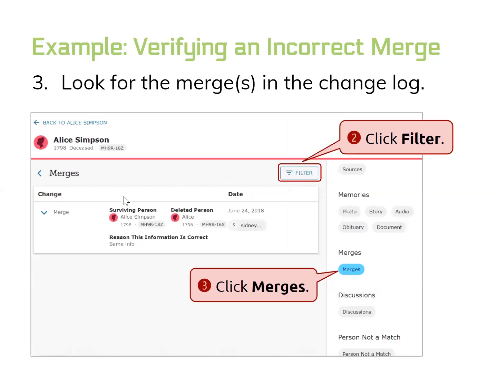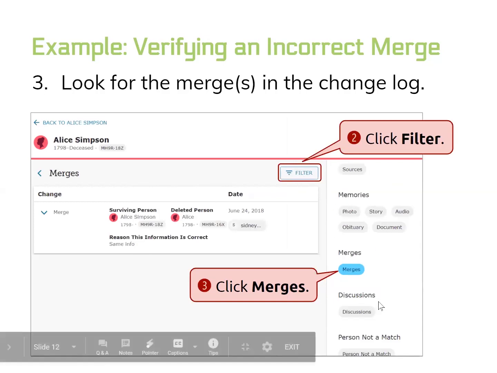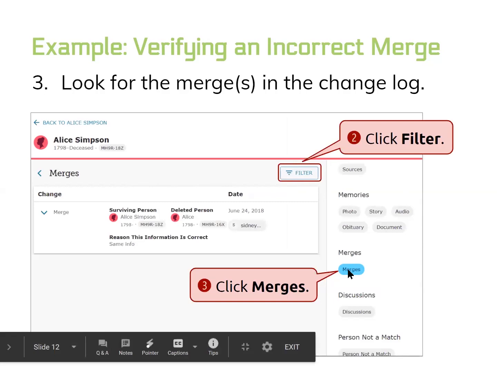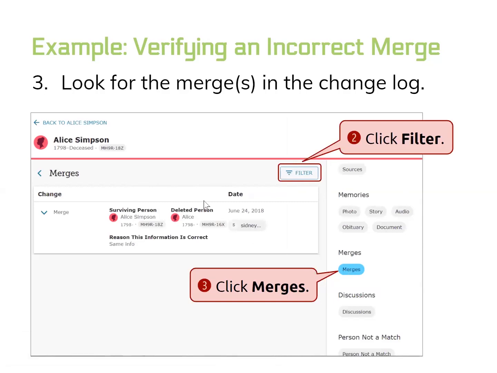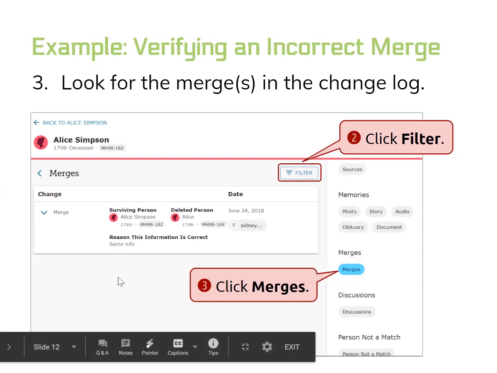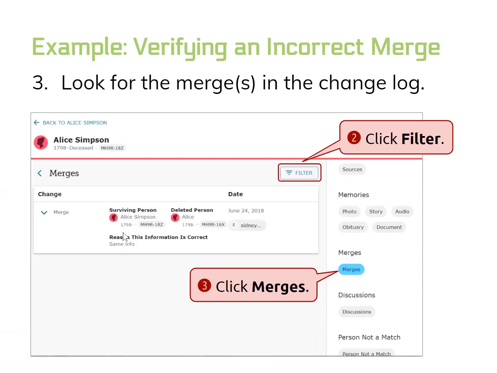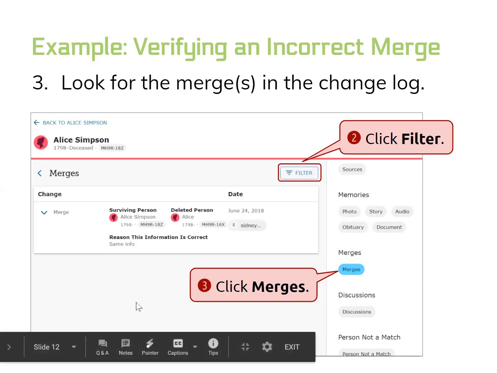Because I only want to see merges, I'm going to click Filter, and then in the selection of filters that comes up, I'm going to click Merges. When I do that, this is what I'm going to see, only the merges that are in this changelog. Everything else, birth dates, parents, whatever, that's all been hidden for now. As I look at this merge, I see that there was an Alice, and the date says 1798, and I see that the deleted Alice was also 1798. What's going on with that?